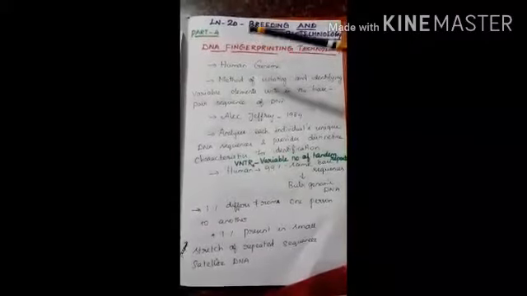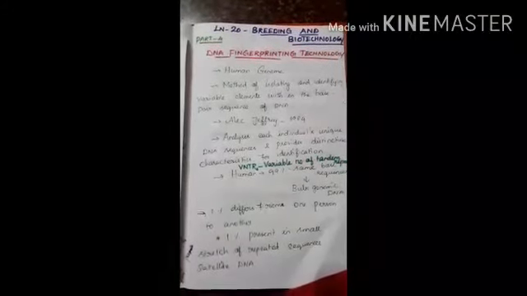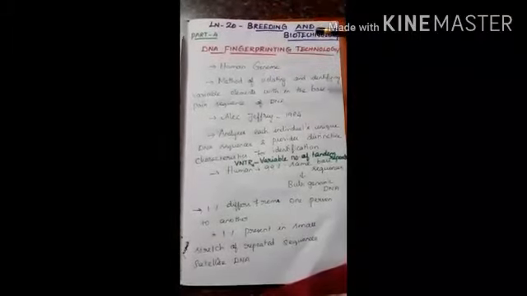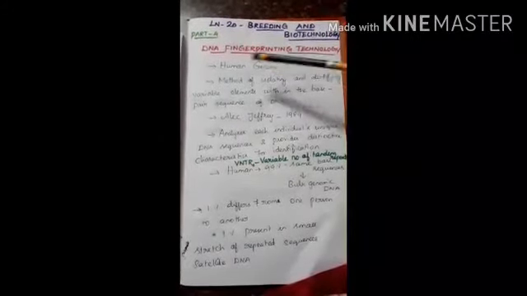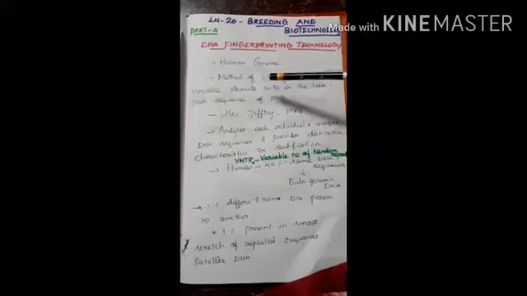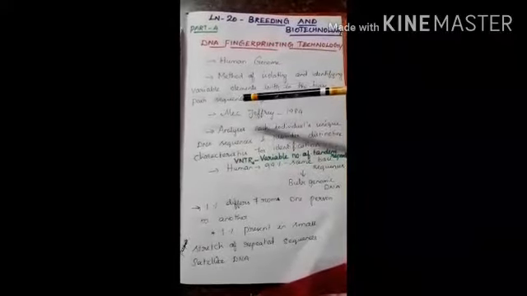It was first developed by Dr. Alec Jeffrey in the year 1984. This technique is a method of isolating and identifying variable elements within the base pair sequences of DNA. So this is the DNA fingerprinting technology. At the same time, it analyzes each individual's sequence in the DNA and provides distinct characteristics for identification.